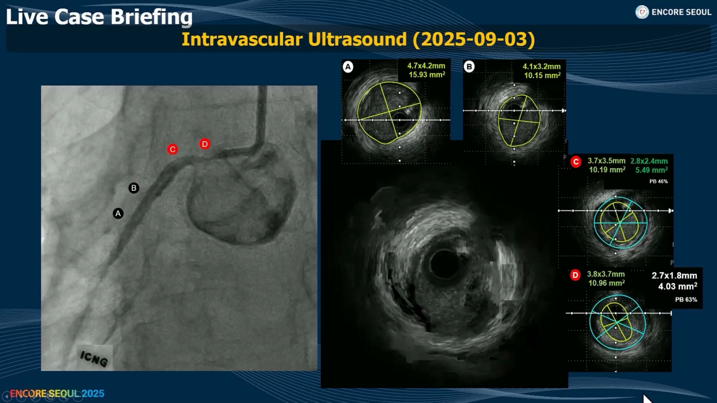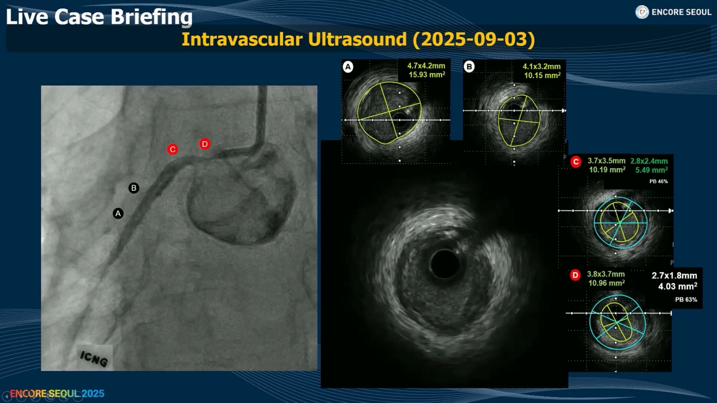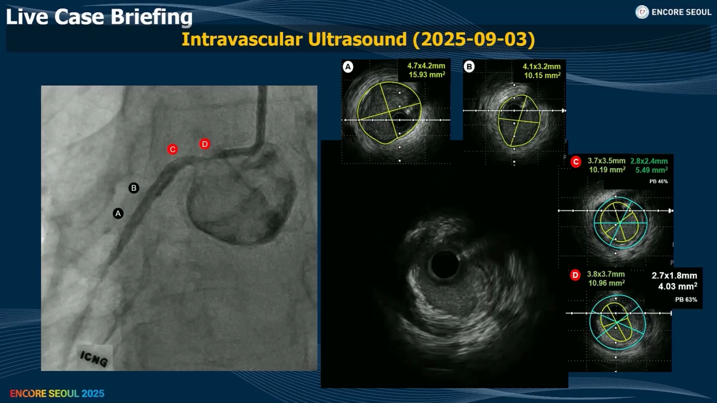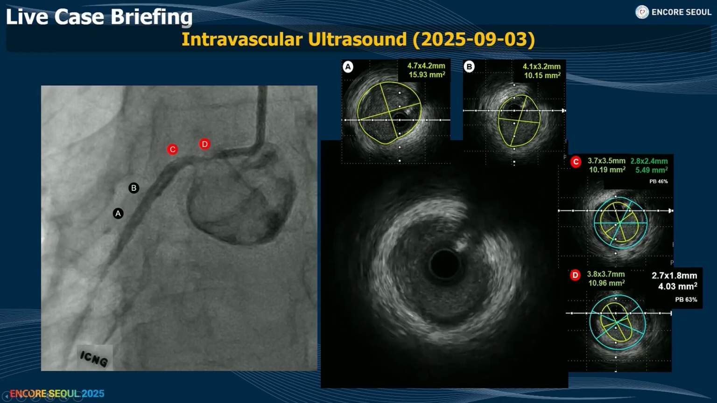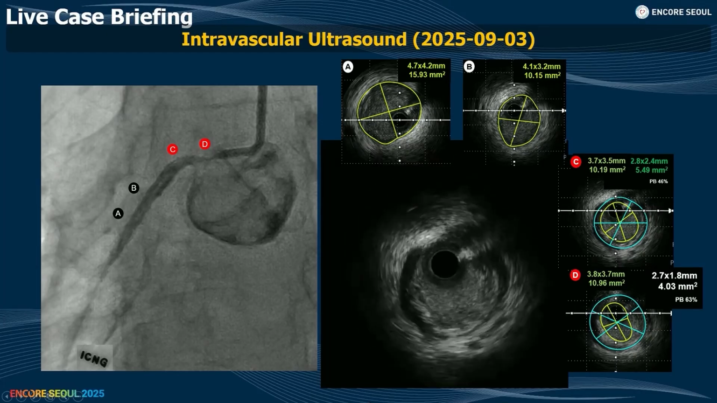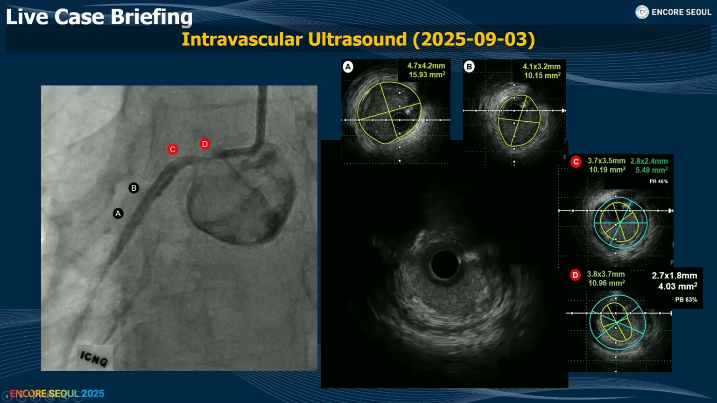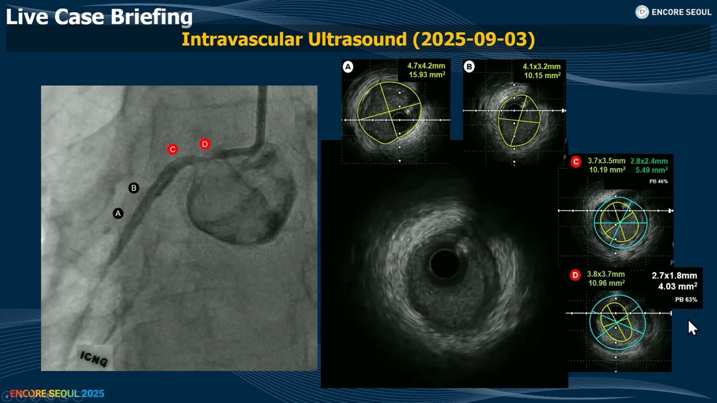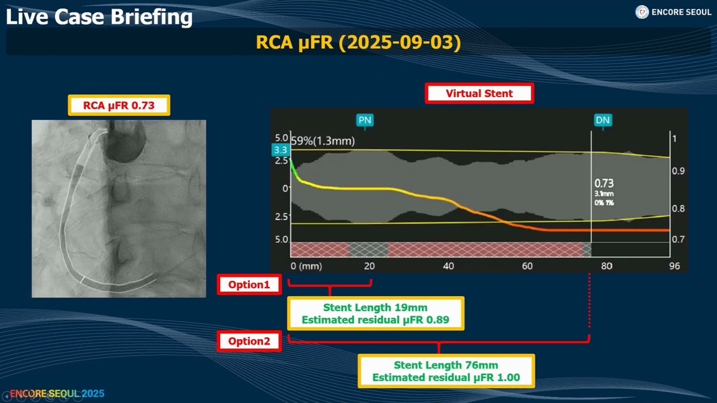So we performed the IVUS in the right coronary artery. You can see a pullback image from right proximal RCA. Okay, at location D, corresponding to RCA ostium, the MLA was 4.0 square millimeter with a plaque burden of more than 6%. Next slide, please. Using this angiogram, we measured angio-based FFR called μFR. So the calculated μFR value for RCA was 0.73.